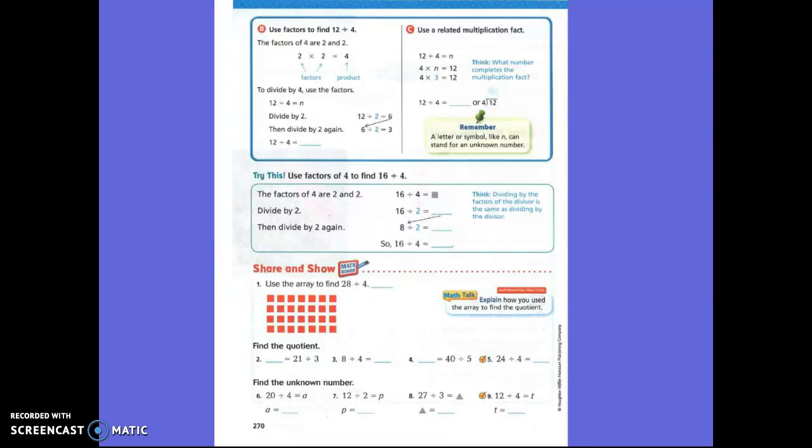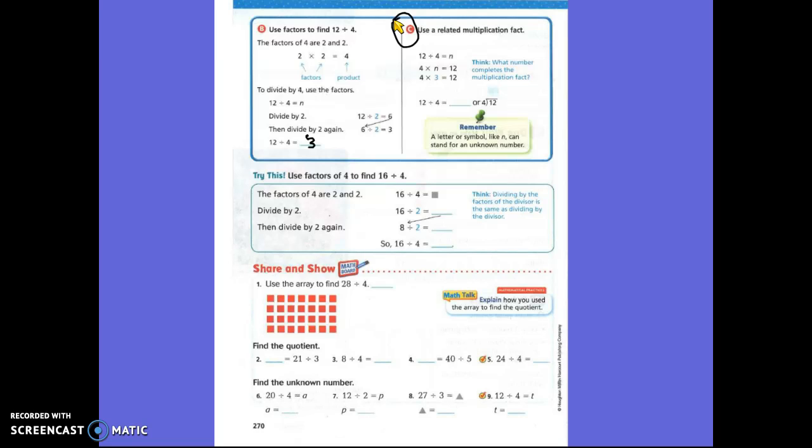Okay, you could use factors to find 12 divided by 4. The factors of 4 are 2 and 2. To divide by 4, use the factors. 12 divided by 4 equals n. You could divide by 2 and say 12 divided by 2, which is 6. And divide by 2 again, which is 3. I don't recommend that. That is too confusing. Yep. 12 divided by 4 equals 3. Okay, we're not going to worry about that way. That's super confusing. This way, C is the one I like.